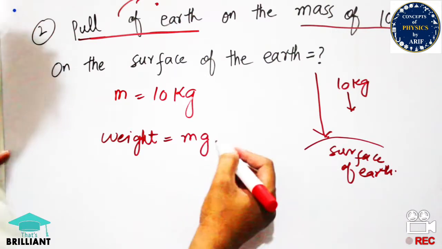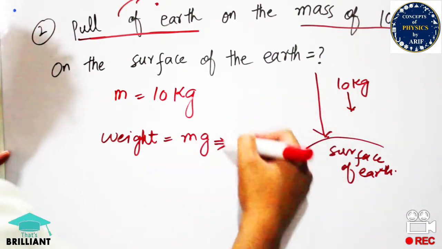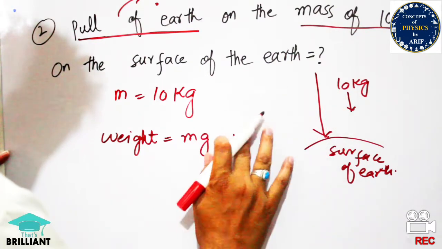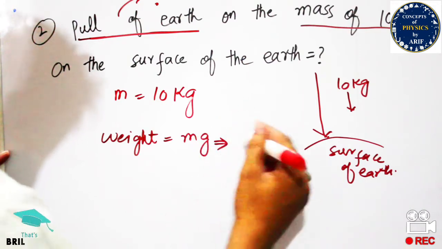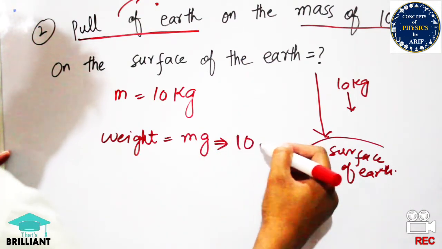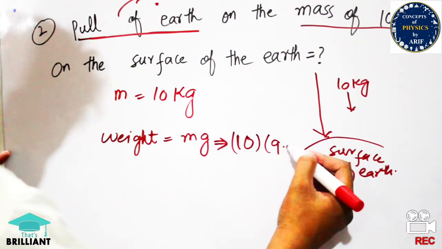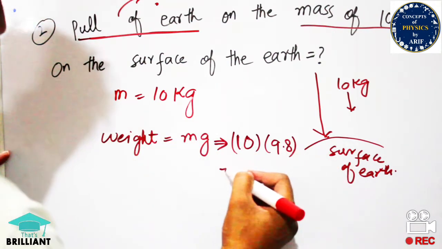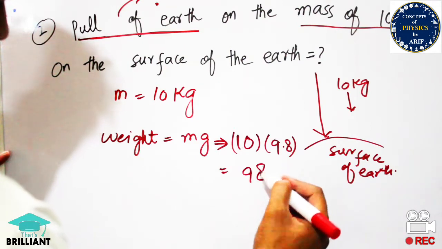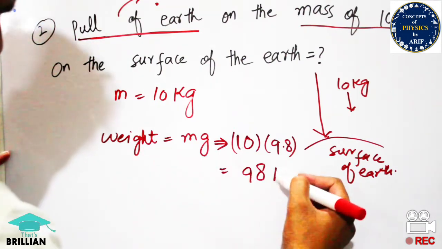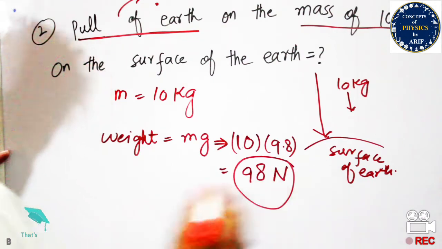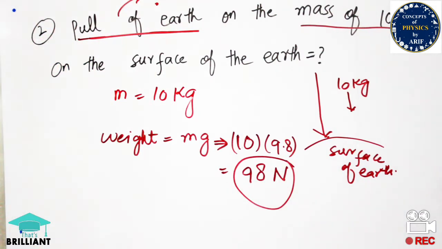Because gravity is involved, weight is equal to m multiplied by g. The value of m is given, which is 10 kilogram, and the value of g is known to everyone, because it is a constant value. It is 9.8 meter per second square. If we multiply this, it becomes 98, and the unit of weight is Newton. So this is the final answer, and you can tick this answer in the answer box.